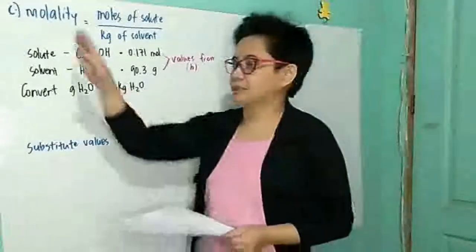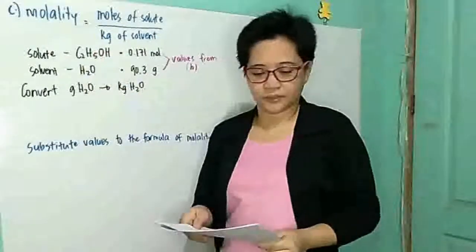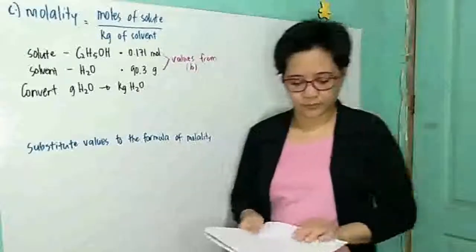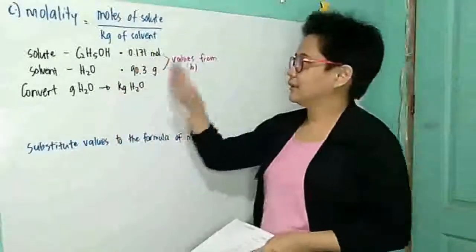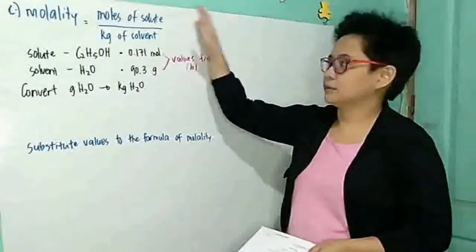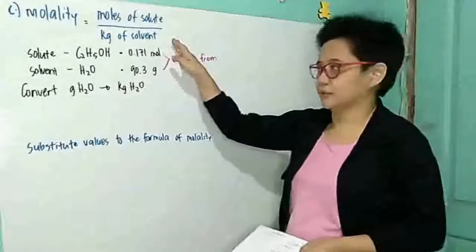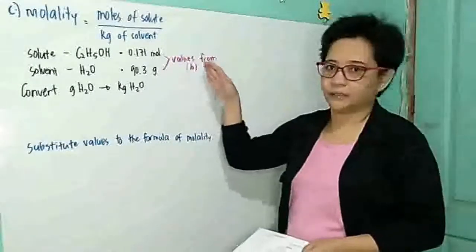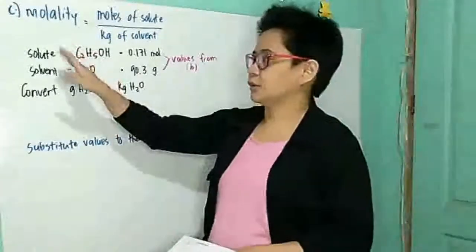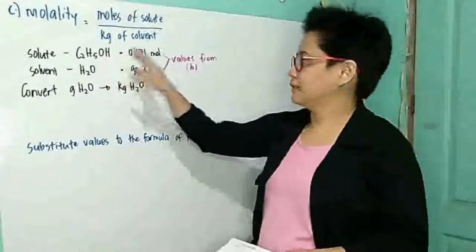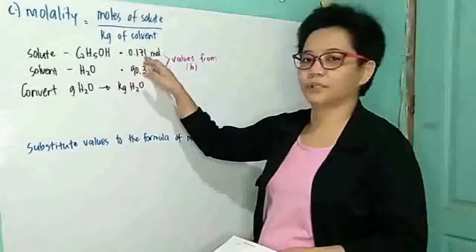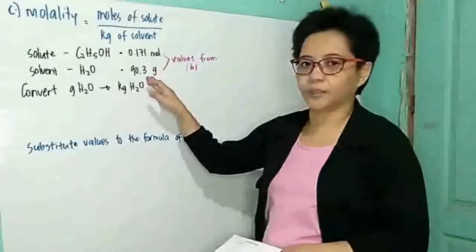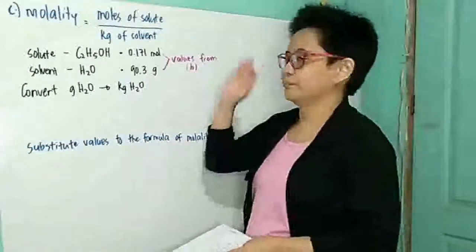So, I go straight to letter C of your example, which required the mass percent and the mole fraction of ethanol. Solving for molality, you will need the moles of solute and kilogram of solvent. These values are already solved in part B of your example. The solute will be the ethanol, which has 0.171 mole. The solvent will be water, which is 90.3 grams. Both came from part B.